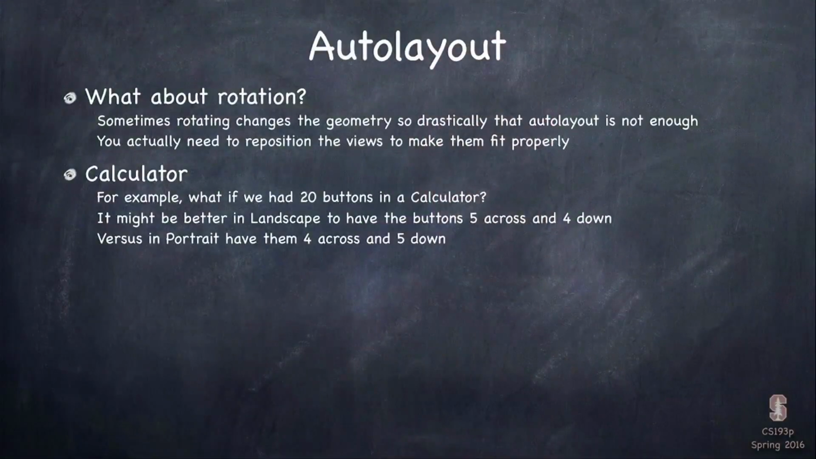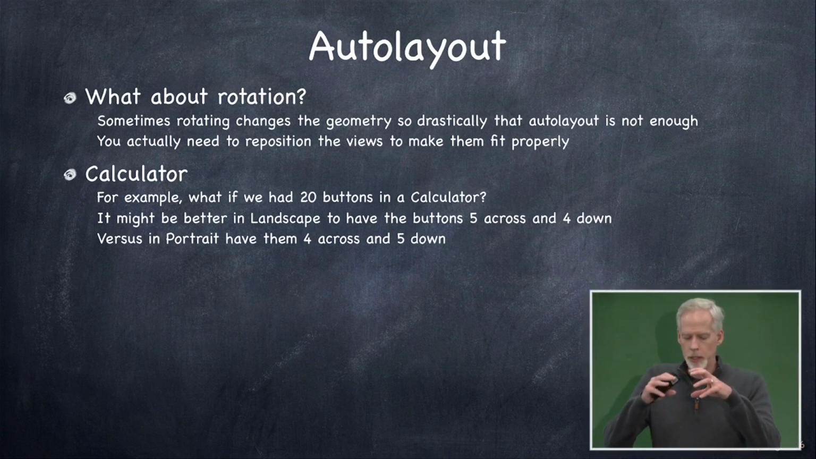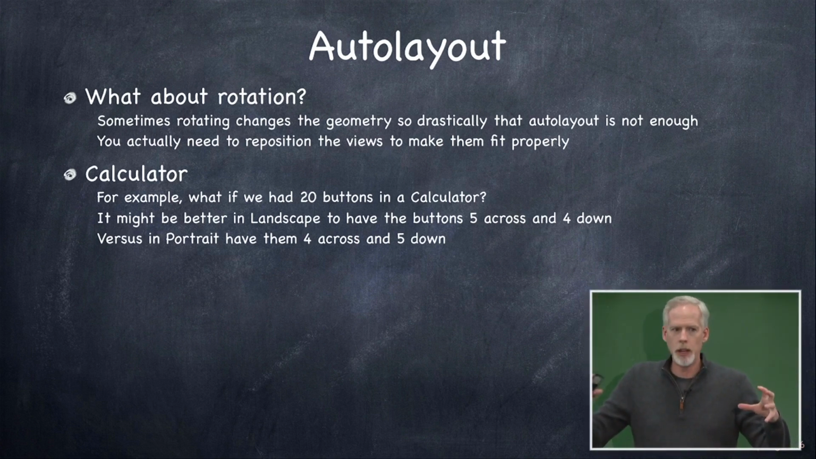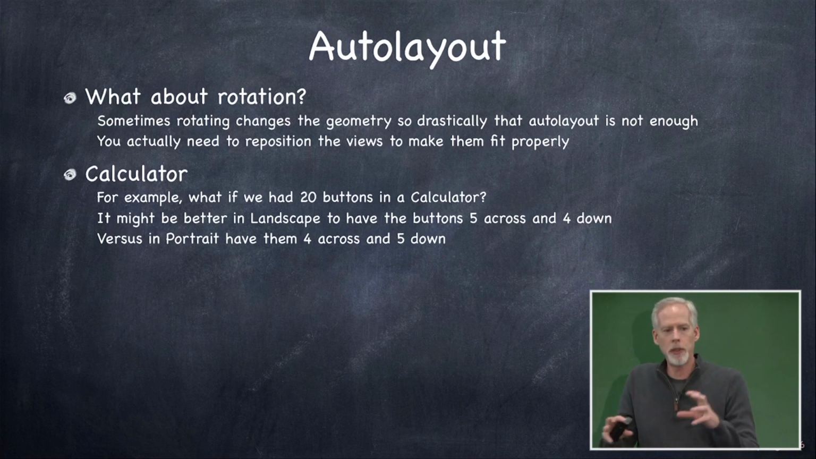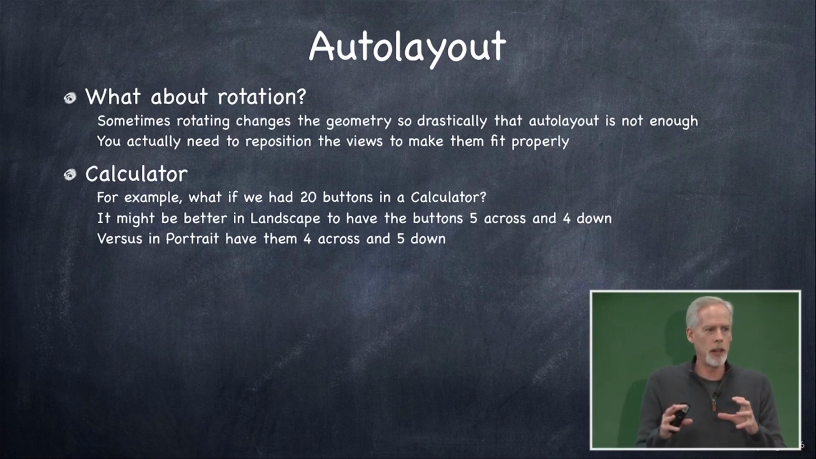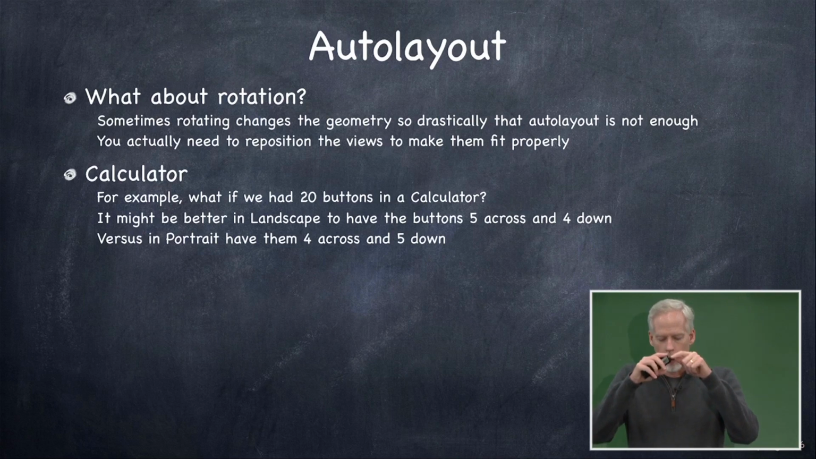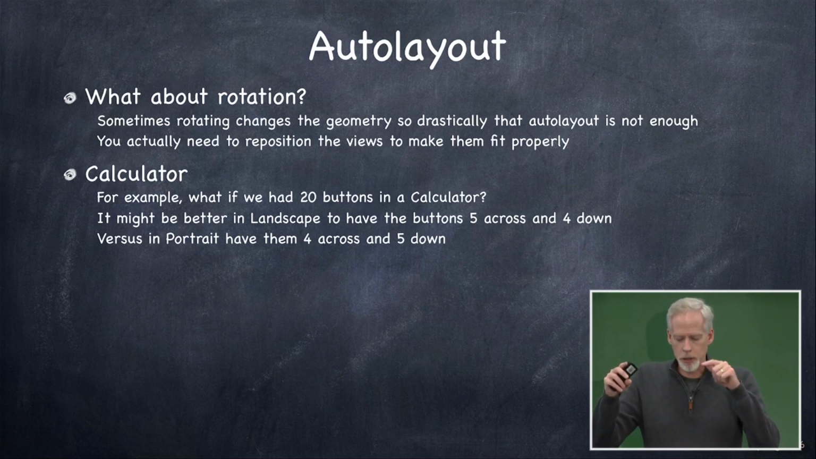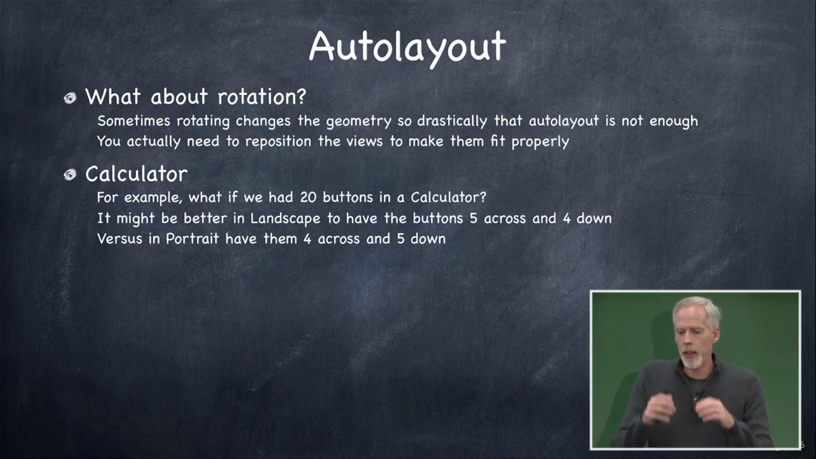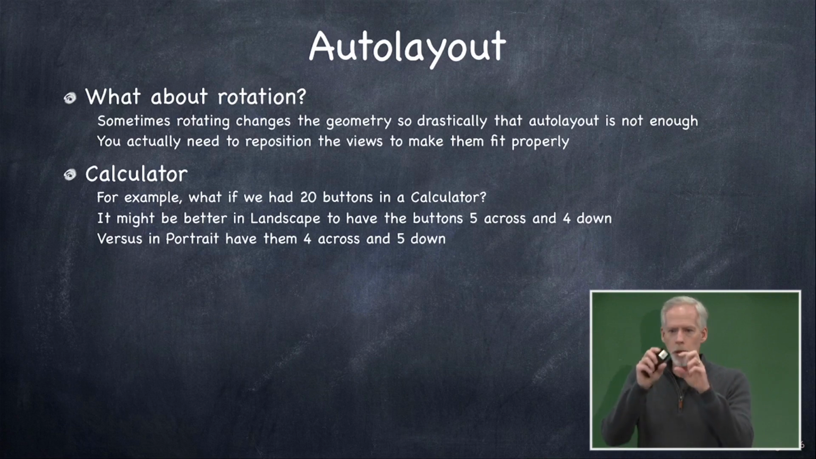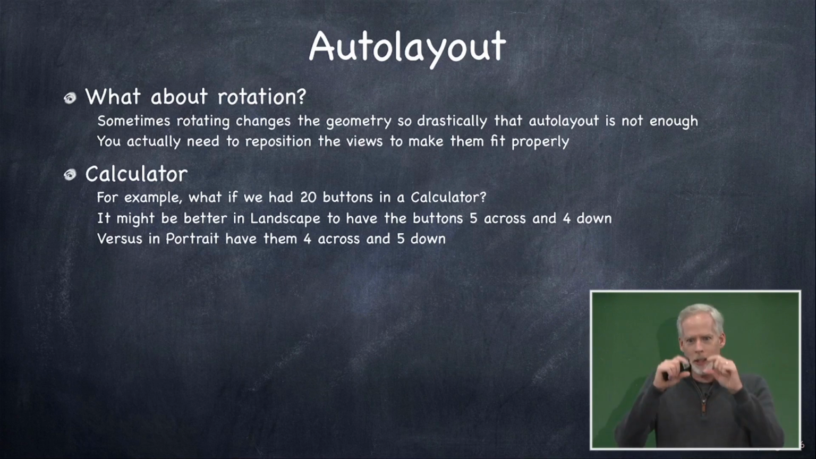So let's see what's next here. Let's talk about rotation. Sometimes when you rotate your UI, the geometry of it changes so drastically that auto layout is not enough to reposition everything. A great example of this is our calculator. Our calculator had 5 buttons across and 4 buttons down, I think, or maybe it was 4 across and 5 down. And that looked fine in portrait. All the buttons were almost square. They were rectangular, but close to being square. But when we went to landscape, all of our buttons got really squished down. They're really wide and really short.